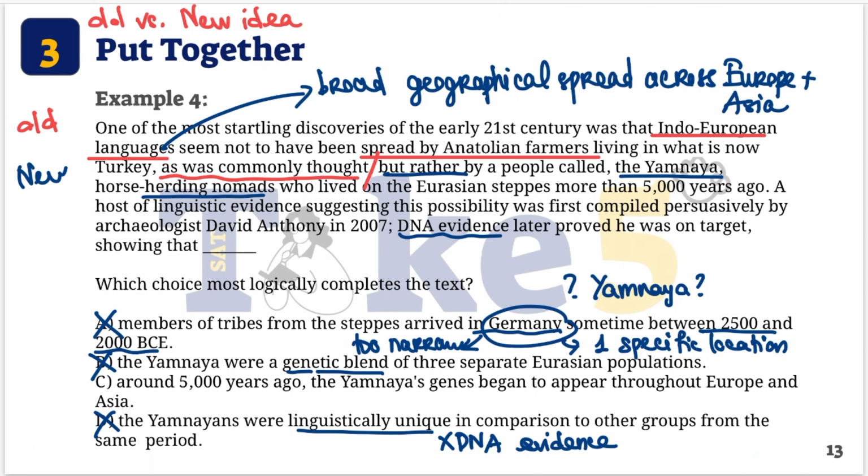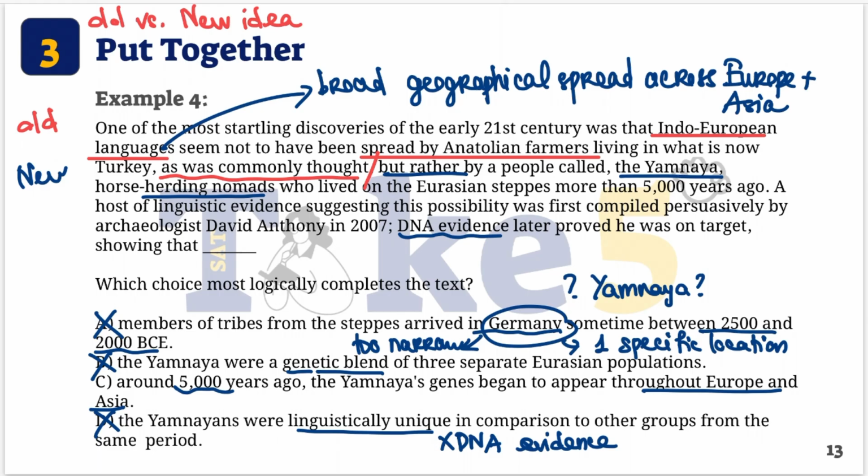It's a partial flip at best. But C says that around 5,000 years ago, Yamnaya genes began appearing throughout Europe and Asia. This is the clean, complete flip that we need.